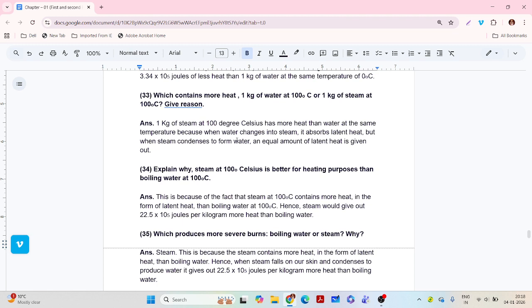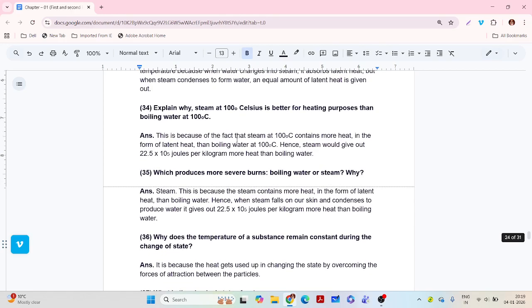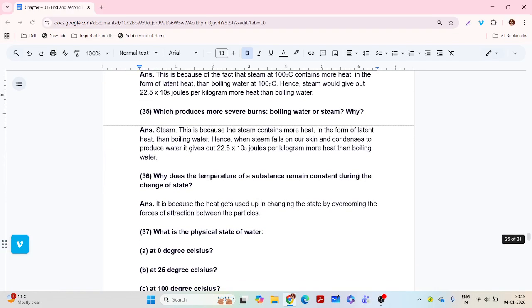Hence, when steam falls on our skin and condenses to produce water, it releases much more excess energy than boiling water, which causes severe burns. Why does the temperature of a substance remain constant during the change of state? It remains constant because the heat is latent and is used to overcome the forces of attraction between the particles.